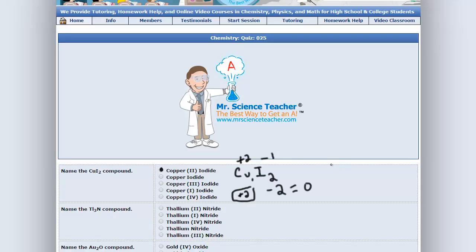Now we could always go back to the math equation, CuI2, and we have 2 of these iodides, and each iodide has a -1 charge. We have to get to 0, so copper must be a +2. Copper 2 iodide.